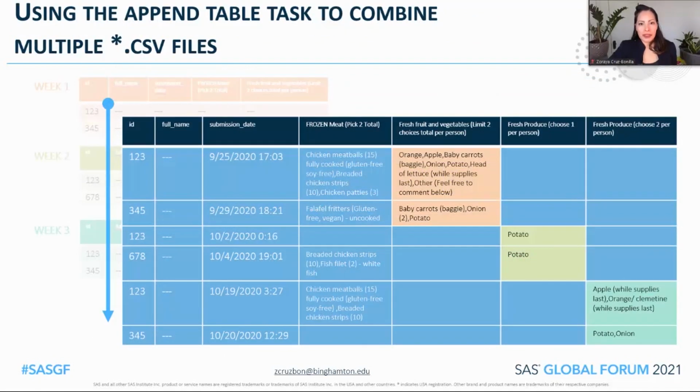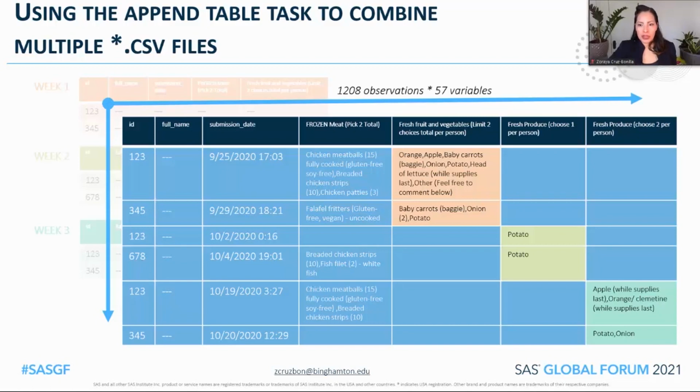The output from the append table task is an arrangement of raw data that expands both vertically to account for each submission form and horizontally to account for any possible food category name changes. Thus, given the values for weeks 1, 2, and 3 shown in the previous slide, we now have a collection of 6 observations and 7 variables. For the fall 2020 reporting cycle, however, the raw data yielded over 1,200 observations and 57 variables.